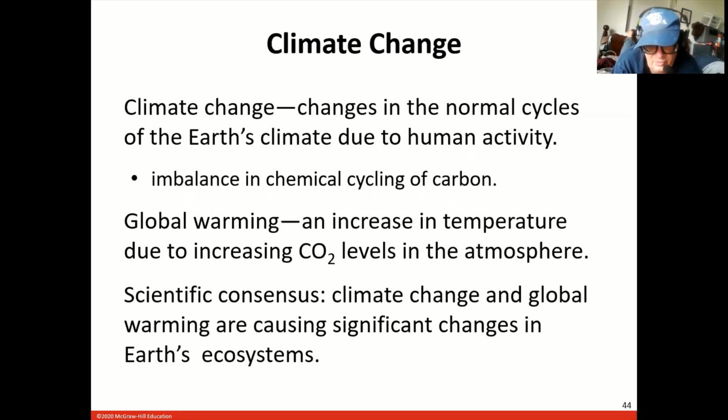Anyway, so we have a scientific consensus. Most scientists believe that the climate is changing, and in fact, I'll be more clear than that. 97% believe that the climate is changing and warming is happening.